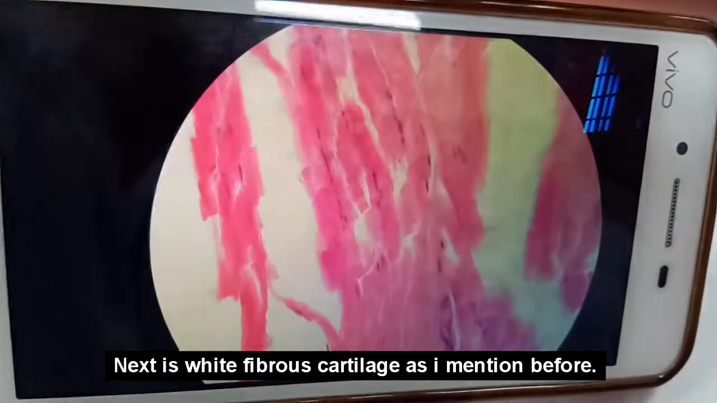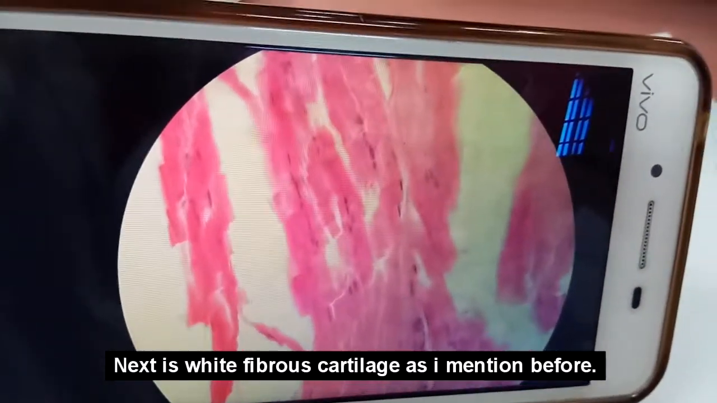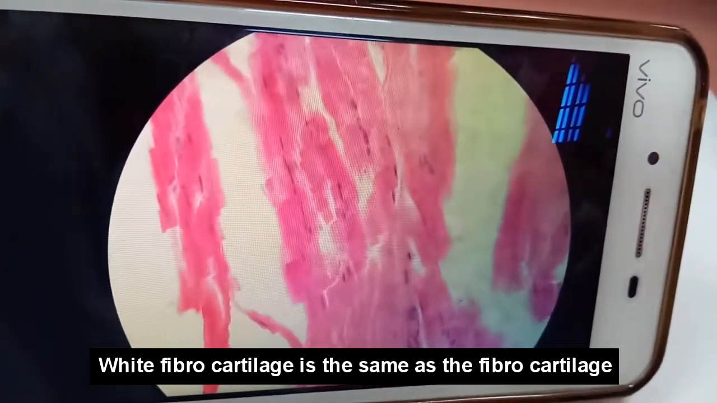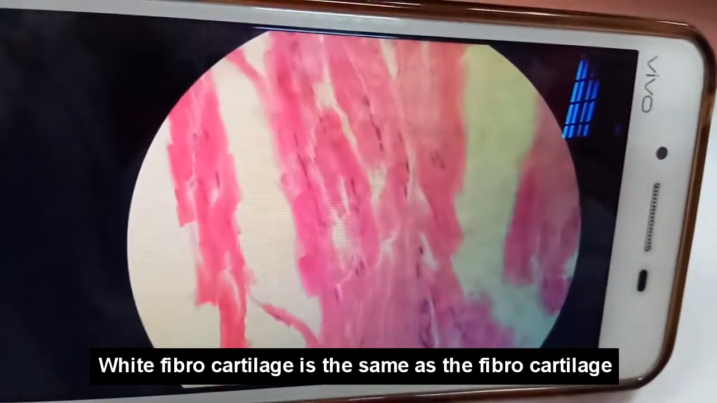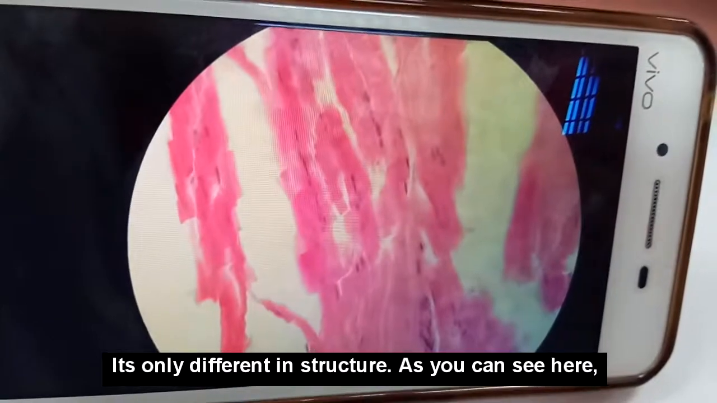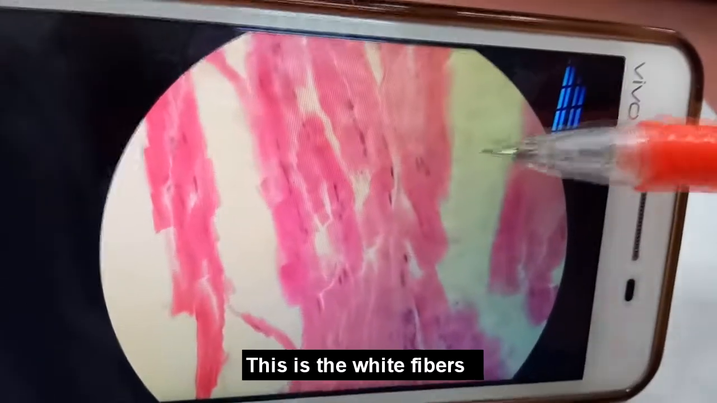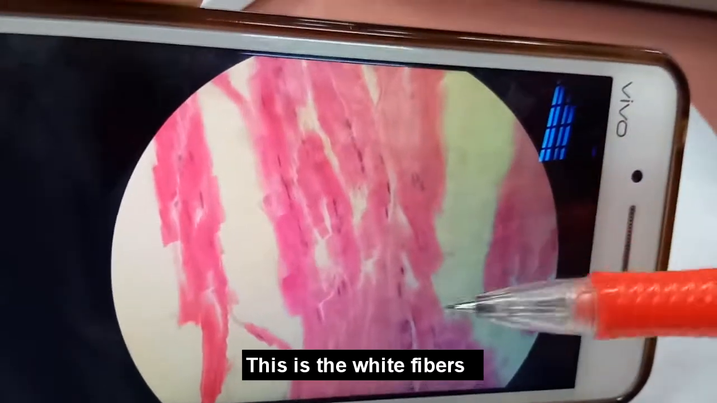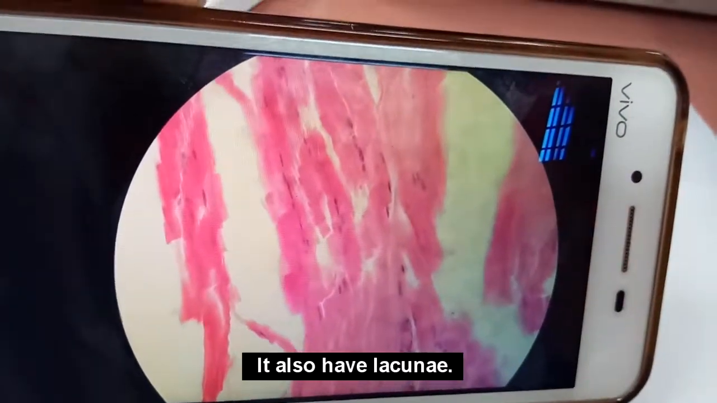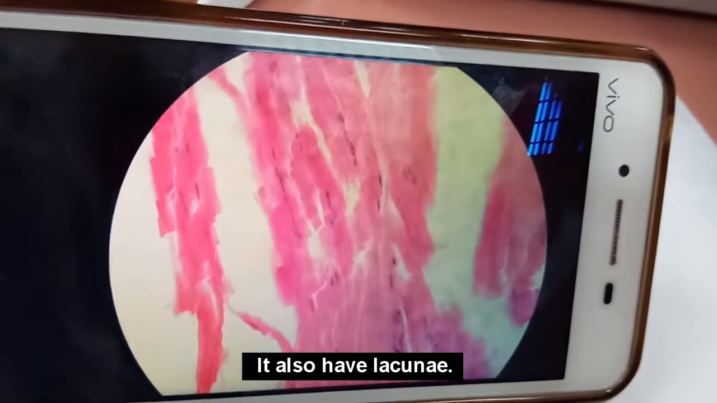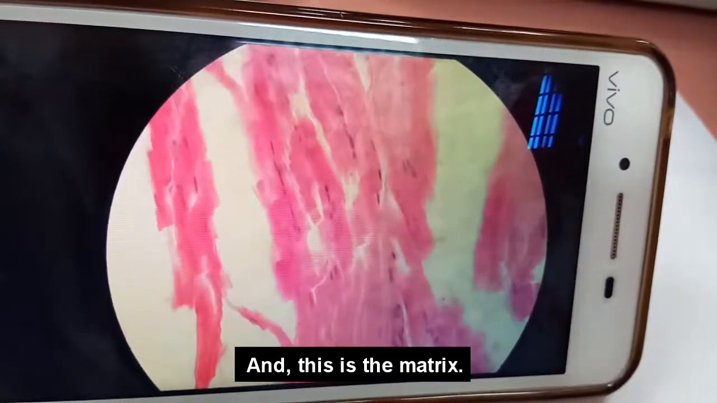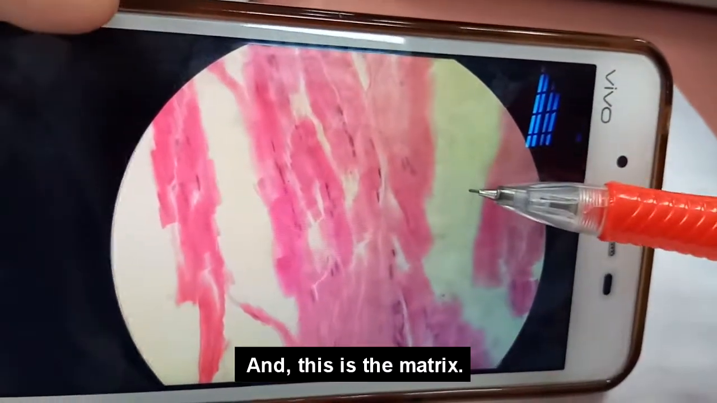Okay, next is white fibrous cartilage. As I've mentioned before, white fibrous cartilage is the same as the fibrocartilage. It's only different in the structure. As you can see here, these are the white fibers, and it also has lacuna. And this is the matrix.